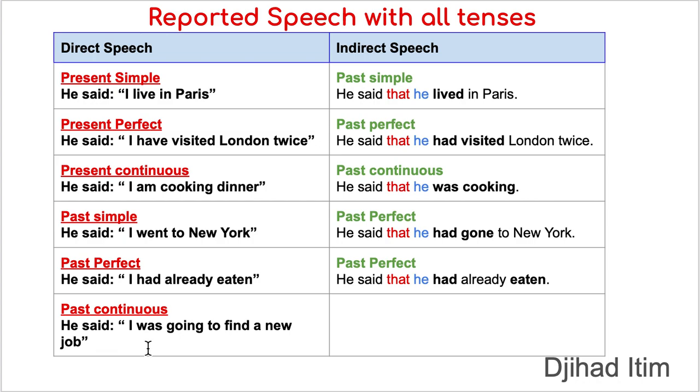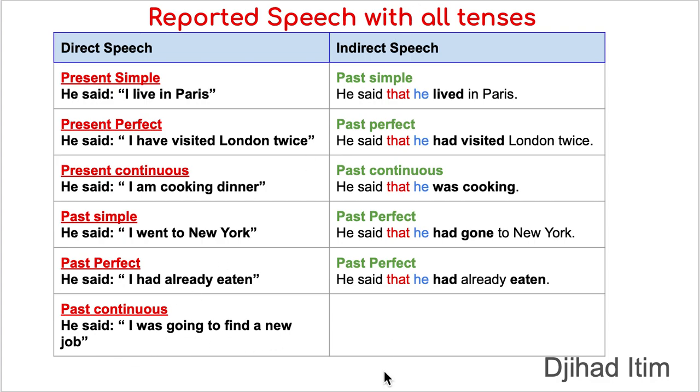Now we move to the next one, past continuous. The past continuous rule is was or were, the auxiliary to be in the past, plus the verb plus ing. For instance, was going. So it's similar to the present continuous. In the present continuous we have am, is, or are plus the verb plus ing, and in the past continuous, was or were plus the verb plus ing. For instance, we have, he said, I was going to find a new job.